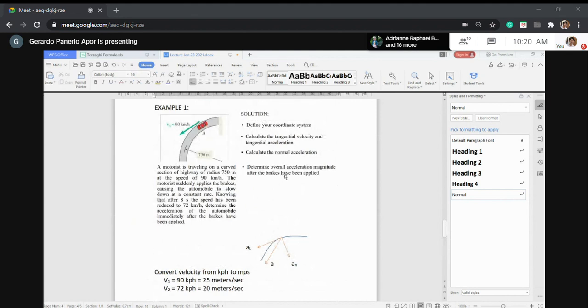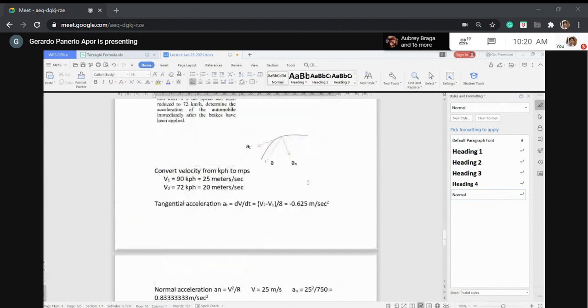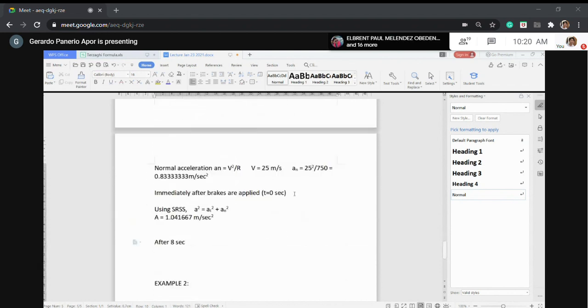Okay, the other one is to determine the overall acceleration magnitude after the brakes have been applied. Well, that is the case after the brakes have been applied. The same, only the normal acceleration changes, no? Only the normal acceleration changes. It becomes 20 squared divided by 750.